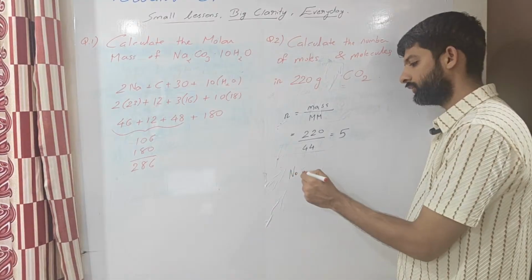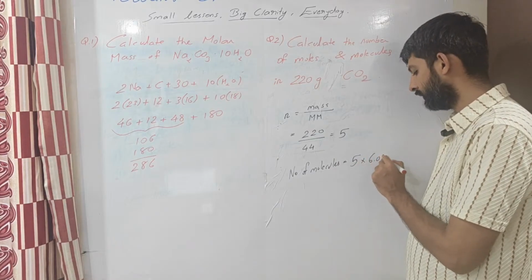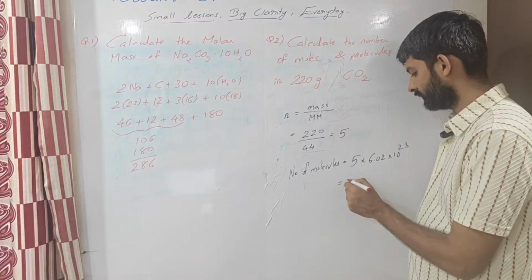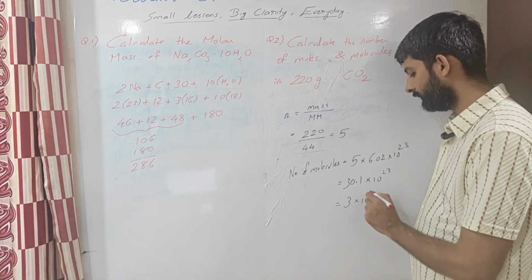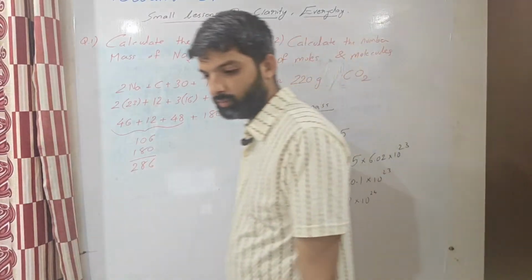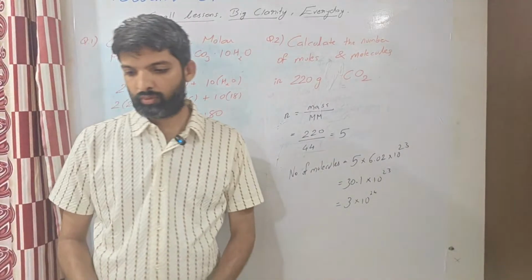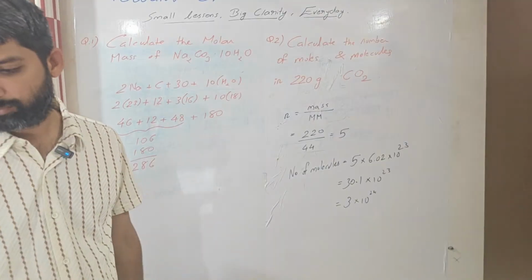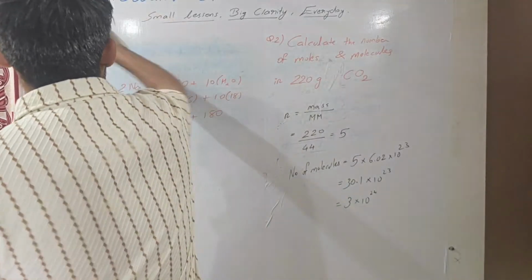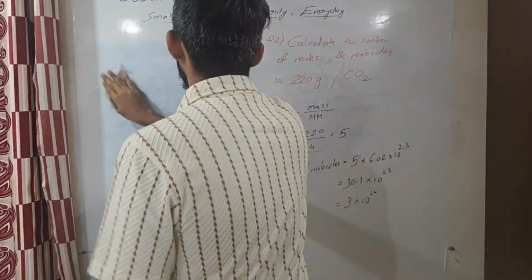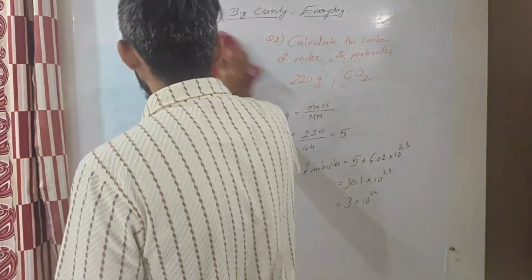So number of molecules is equal to moles into Avogadro number 6.02 into 10 power 23. So it is 30.1 into 10 power 23. So it is 3 into 10 power 24. I hope it is clear. Okay, let's solve the next question.